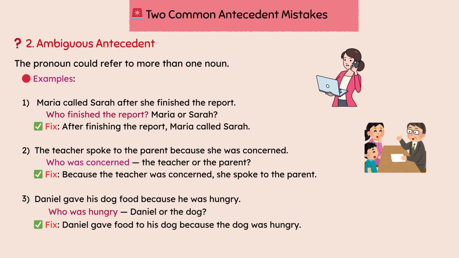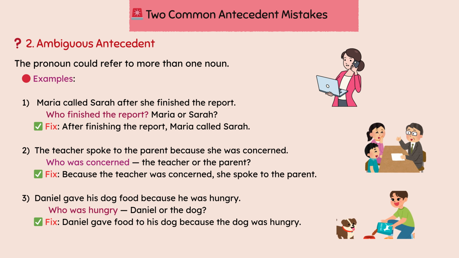Now let's look at mistake 2, ambiguous antecedent. This happens when a pronoun could refer to more than one noun in the sentence. Example: Maria called Sarah after she finished the report. Who finished the report? Maria or Sarah? Fix: After finishing the report, Maria called Sarah.